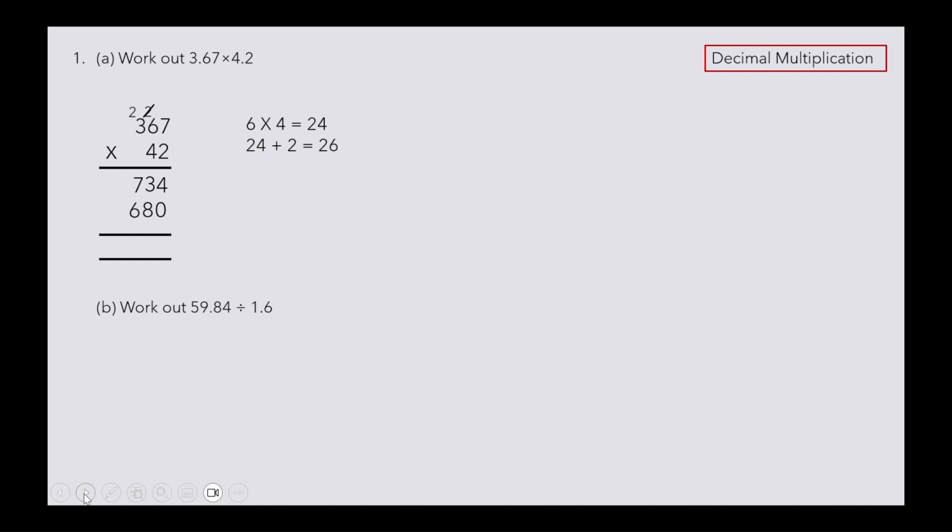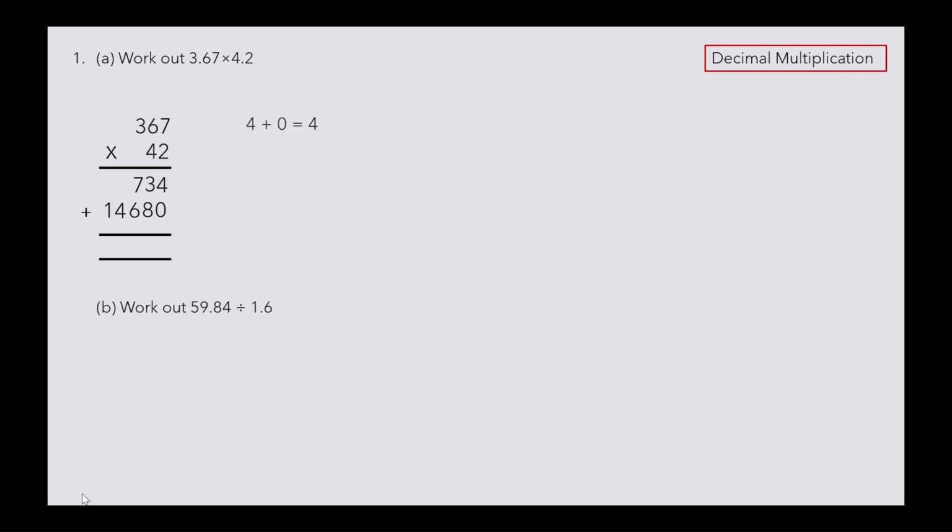Now we have 3 times 4, which is 12. We had that 2 that we carried over. I don't need to use that 2 now, so I cross it off. And then I write 14. And now we have to add both of these together.